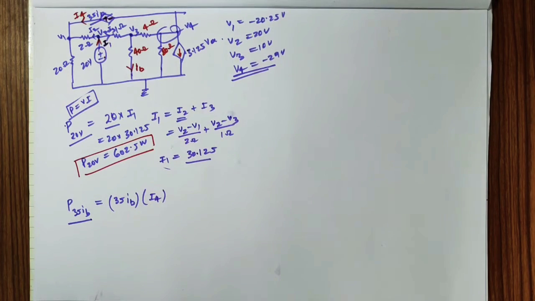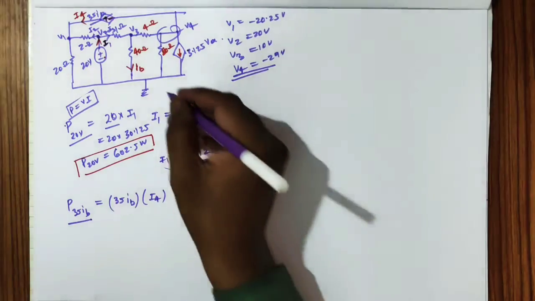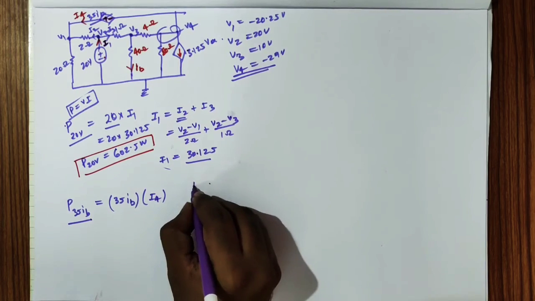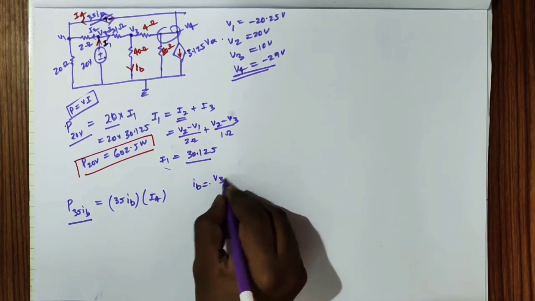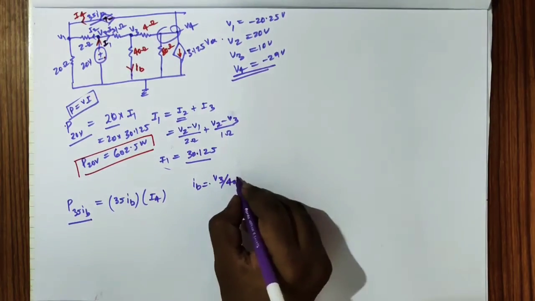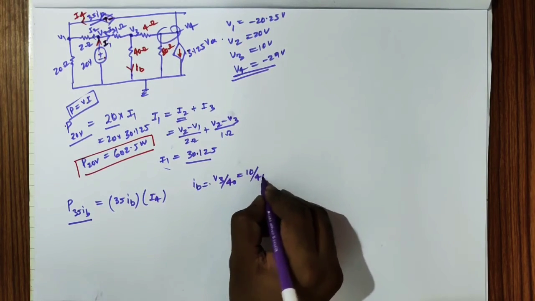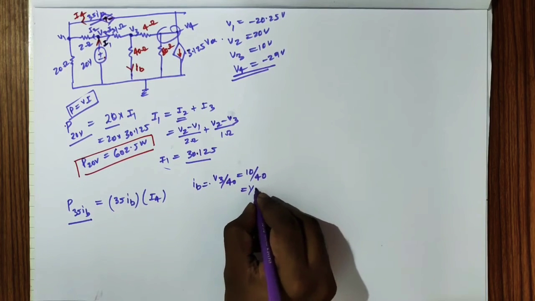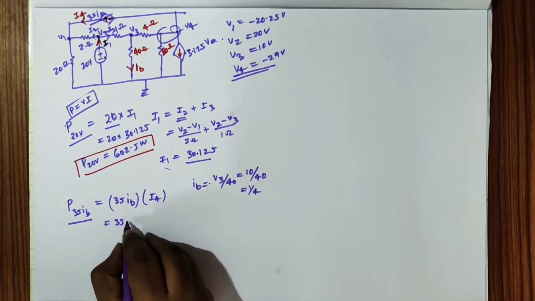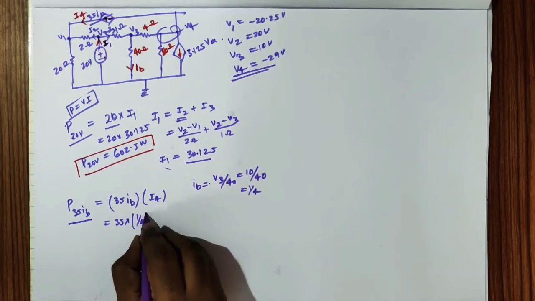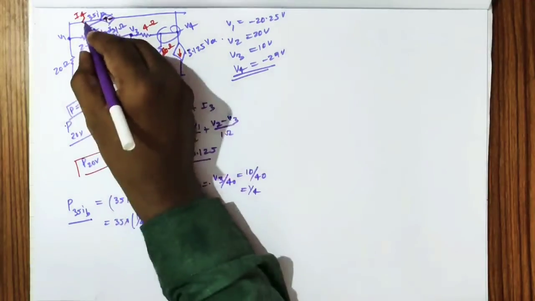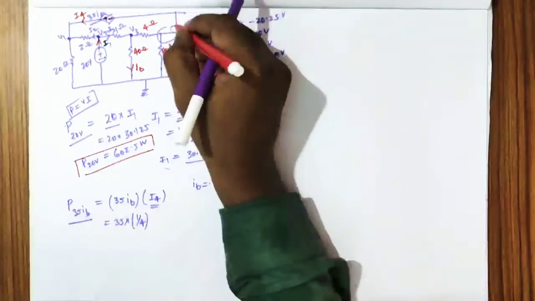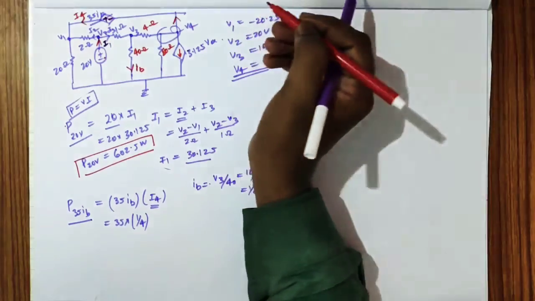Now we'll find IB. IB equals V3 by 40. We already have V3 as 10, so 10 by 40 is 1 by 4. So 35 IB is 1 by 4. Now we need to find I4, which is the current leaving from this side.